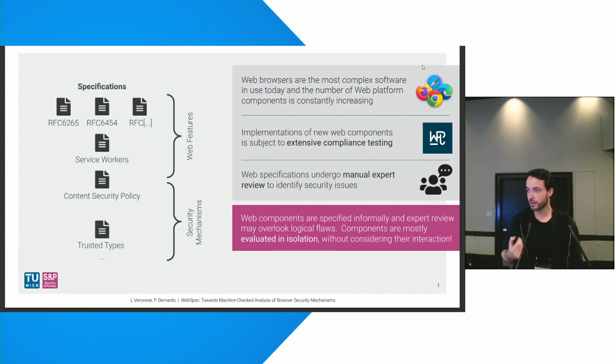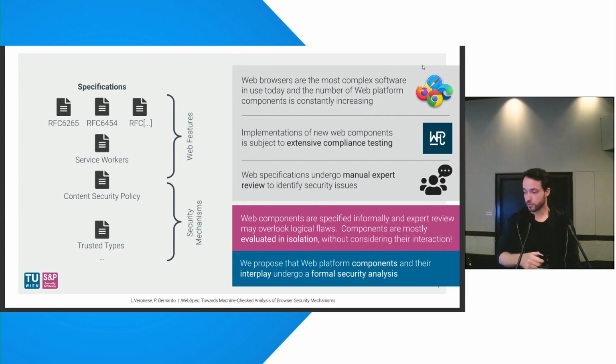So, for example, we don't have a way to know if, when we add a new component to the web platform, the security properties that we expect to hold for the web platform continue to hold after the addition of this new mechanism. We call these properties web invariants. So we propose that web platform components and their interaction undergo formal security analysis. How do we do that?